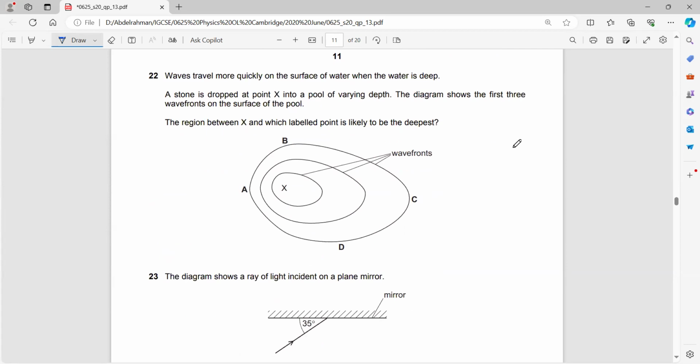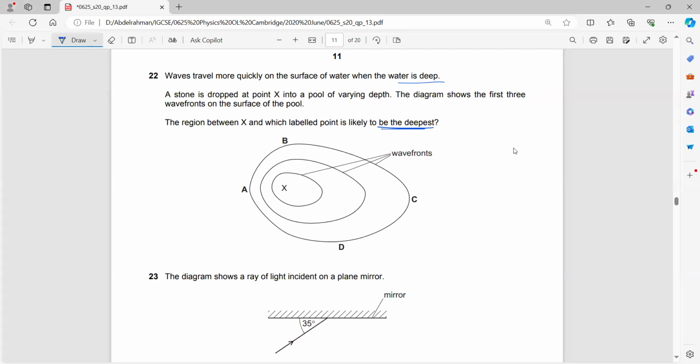Waves travel more quickly on the surface of the water than when the water is deep. They travel more quickly when the water is deep. Which region is the deepest region? A, B, C, or D? Which region is the deepest?